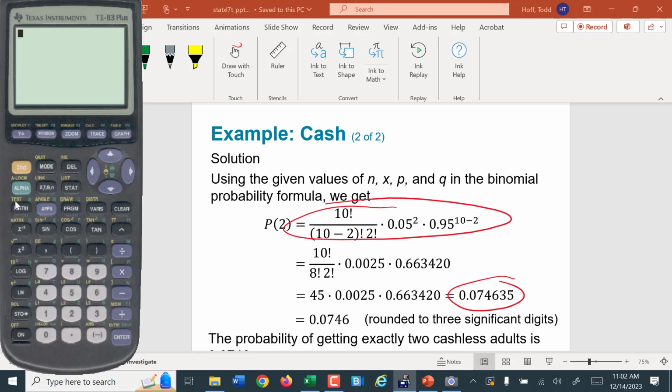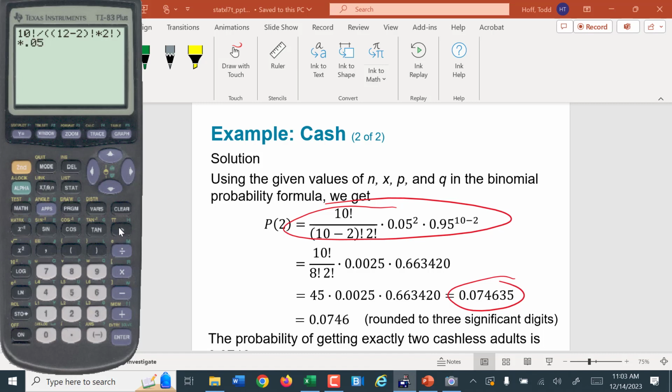Mine is hidden in the math screen, so I would enter 10. I'd go to math, probability, factorial is option 4. That gives me my factorial. Divided by, now I have to put parentheses on bottom here in a couple of places. So I do 2 parentheses, then it's the 10 minus 2, close my parentheses and put in a factorial, times 2 factorial again. Then I close my parentheses for the bottom of that fraction.